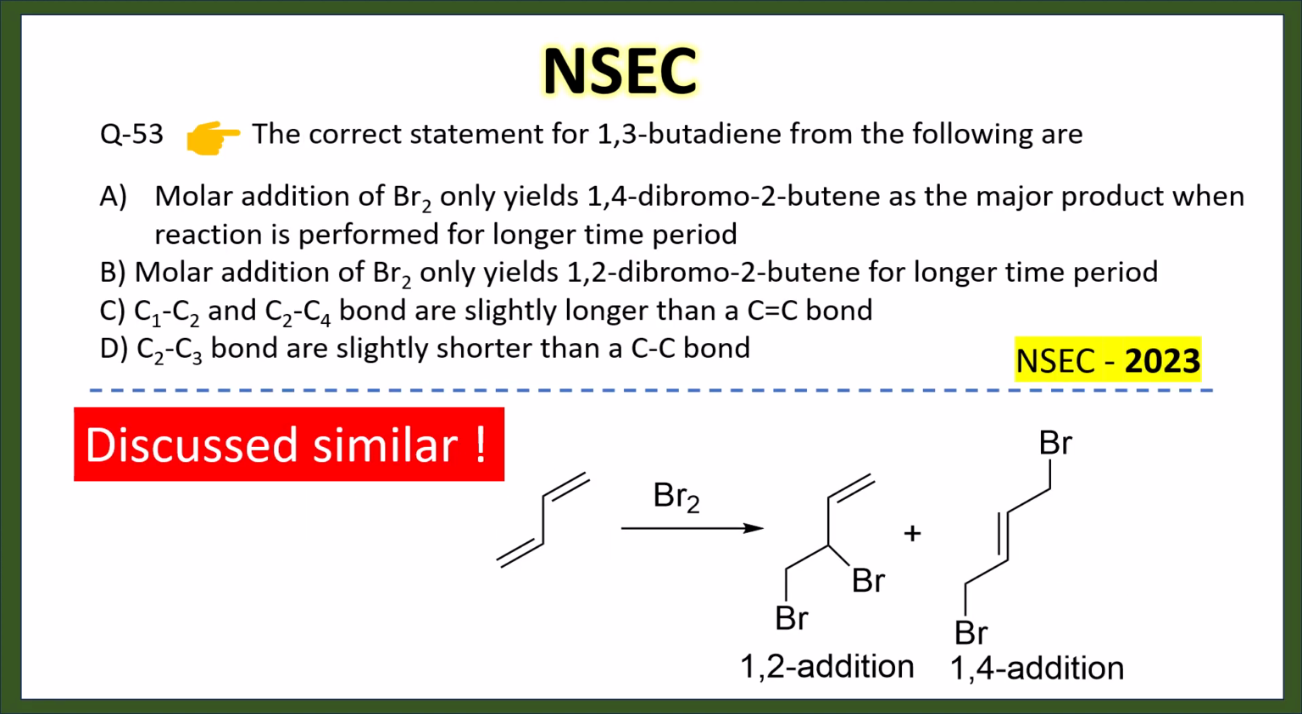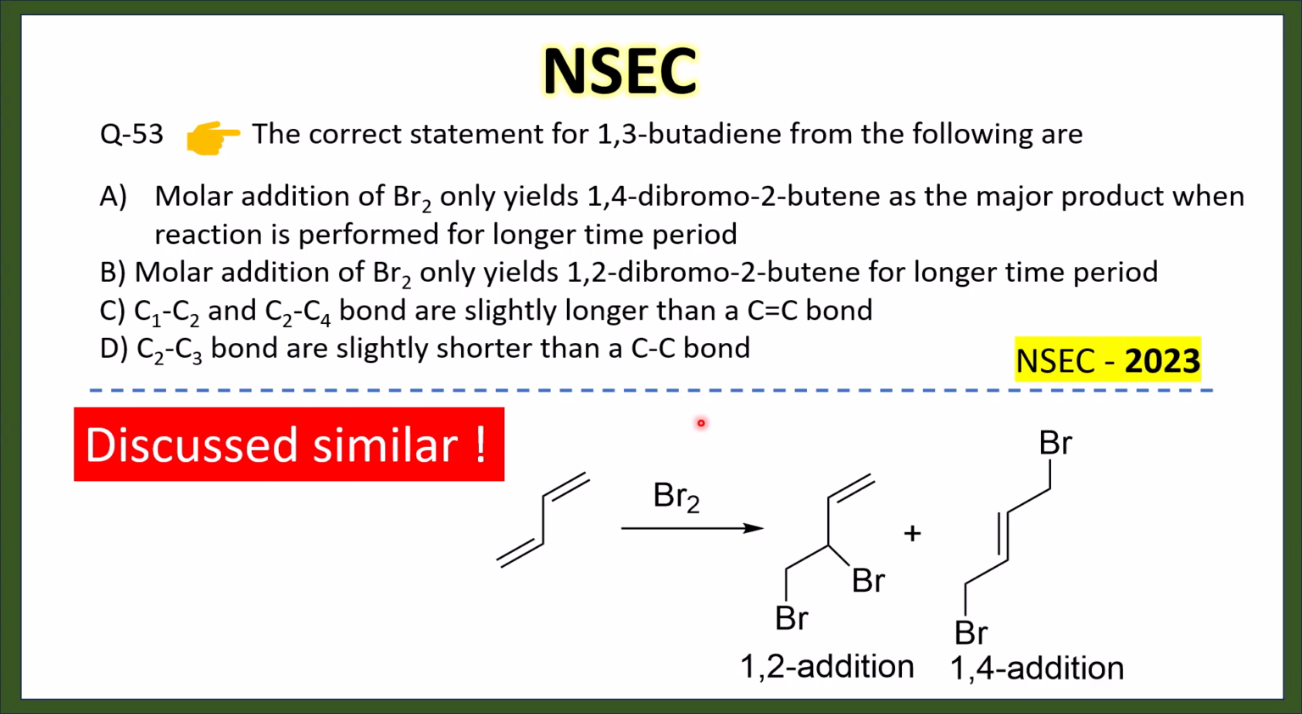Now question number 53. The correct statements for 1,3-butadiene from the following are: molar addition of Br2 only yields 1,4-dibromo-2-butene as the major product when the reaction is performed for a longer time period. Option B, molar addition of Br2 only yields 1,2-dibromo-2-butene for a longer time period. C1-C2 and C3-C4 bonds are slightly longer than a CC double bond. The C2-C3 bond is slightly shorter than the CC bond.